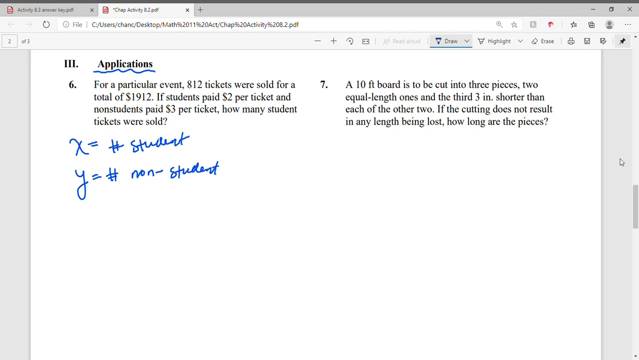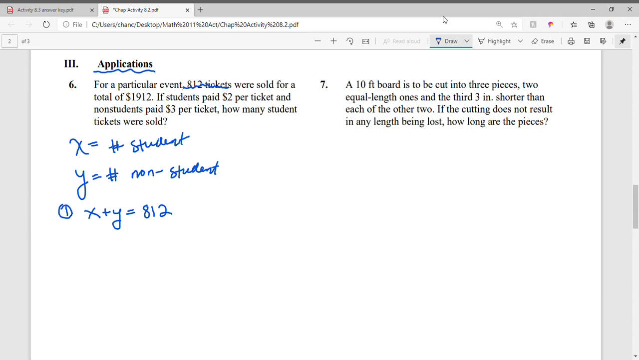So we'll start by labeling our variables x and y, and we know that for this problem, 812 tickets were sold to both students and non-students. That allows me to create our very first equation. X plus y is equal to 812. I know the number of tickets sold to students plus the number of tickets sold to non-students must add up to 812. That's our very first equation.